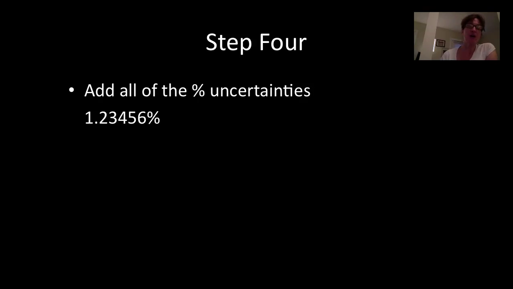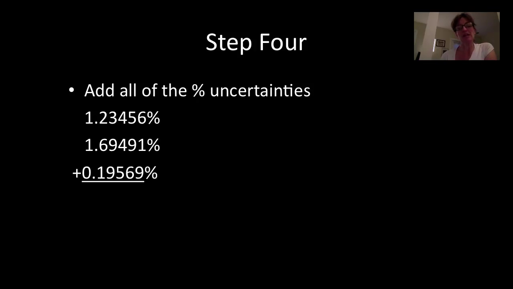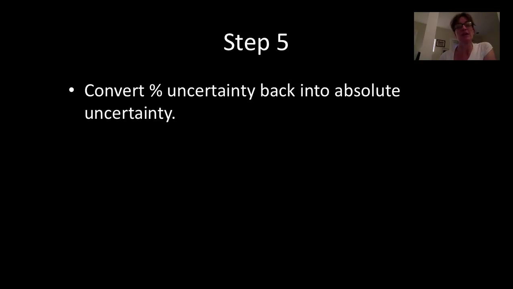So I'm going to add my 1.23456%, my 1.69491%, and my 0.19567%. And I'm going to get a percent uncertainty for my calculated answer of plus or minus 3.12516%. Step 5. Now I'm going to convert this percent uncertainty back into absolute uncertainty.